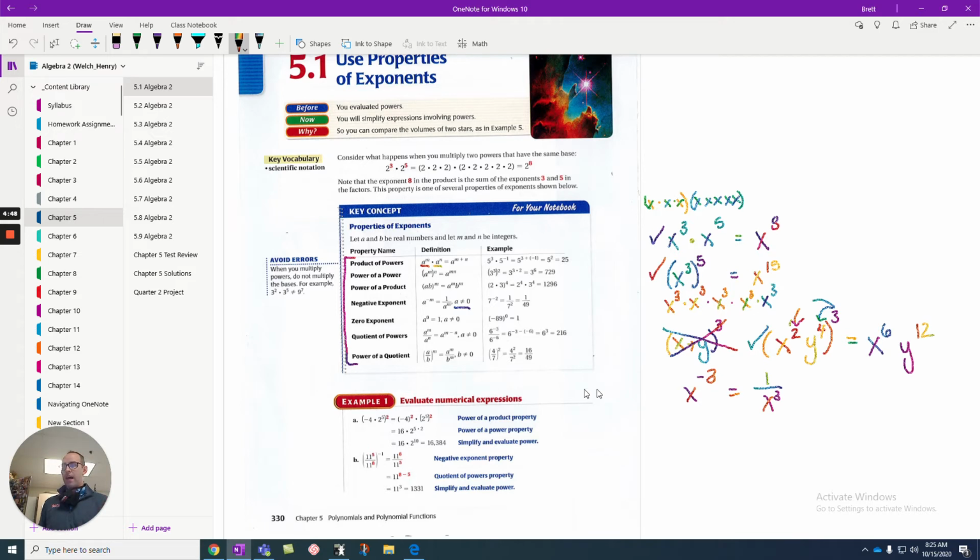But aside from that, if you had 2 to the negative 3, that's the same as 1 over 2 to the third, and 2 to the third is 8, so that's the same as 1 over 8. And if you were to calculate 2 to the negative third in your calculator, you'd get the same thing as 1 over 8, the same decimal equivalent.